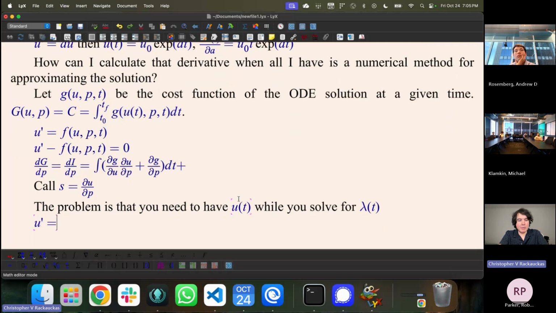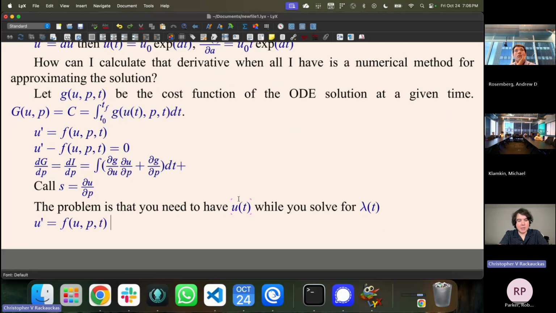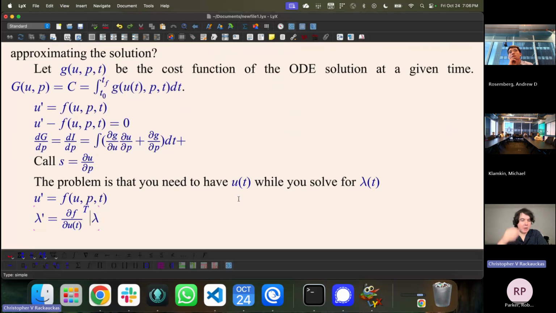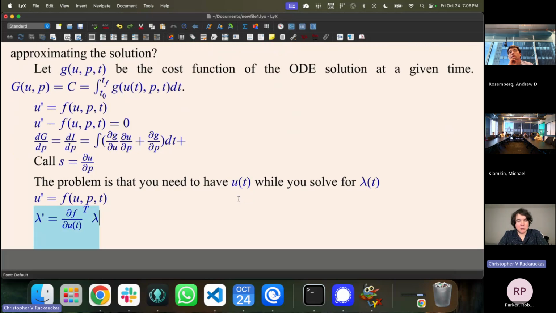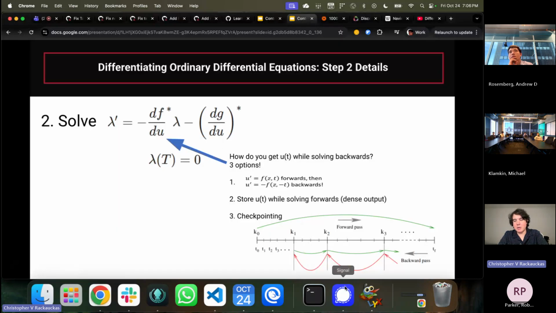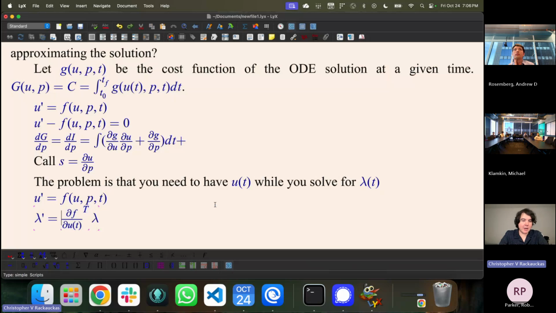So you have that u prime is given as f of u, p, t, and then you have that lambda prime is equal to, effectively, I'm going to write it down the simple way, partial f partial u of t, with a transpose in here, times lambda. So this is effectively what it is: you just have the Jacobian transpose times lambda, and you're just solving this in reverse. There's an extra term in here which corrects for something in the loss function, but it's usually 0. This is the simplification, right?